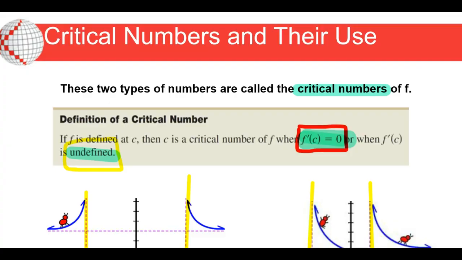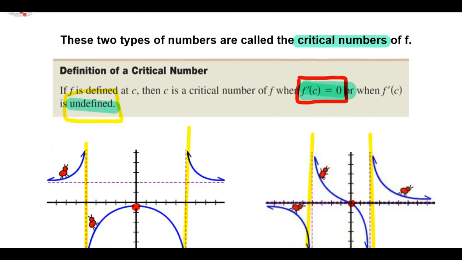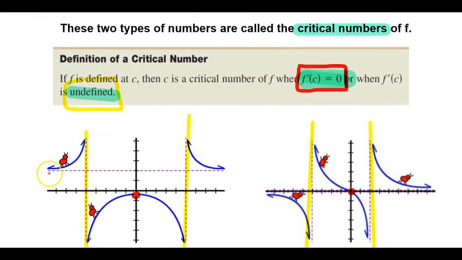But we still have intervals of increase and decrease. So you can kind of think about the bug. You read a line like you read a book, or you read a graph like you read a book, from left to right. So notice that these bugs are always heading from left to right. Yay. And this could be decreasing until you hit a critical value, and then it could be decreasing some more.